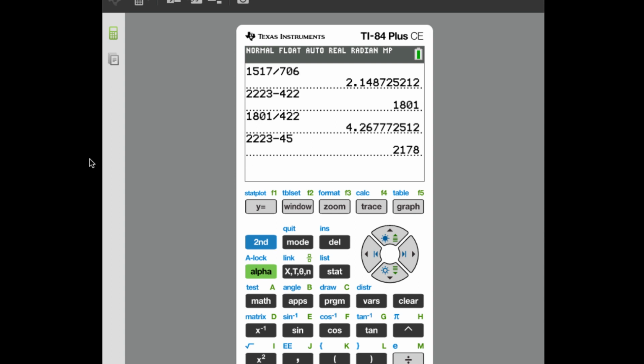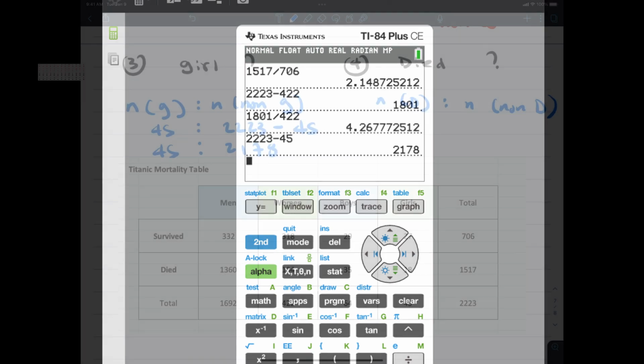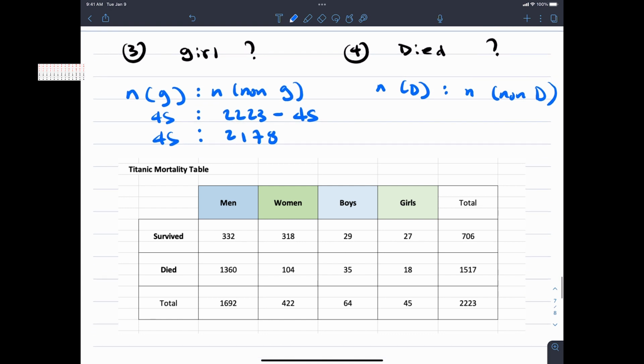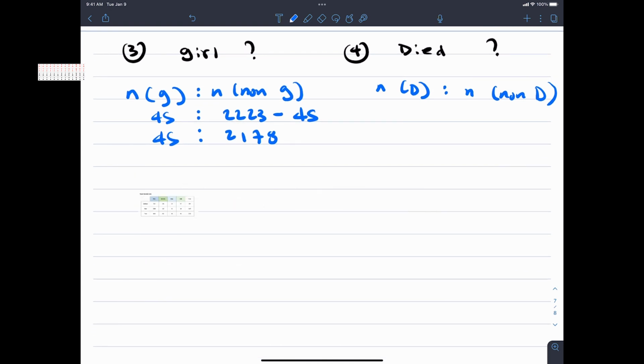$2,100 and what? 78. This is the odds for selecting a girl. Okay. So remember again, it's like, well, that's great, but unitizing it is a lot more interesting. It puts it into context. There's one girl to how many non-girls?